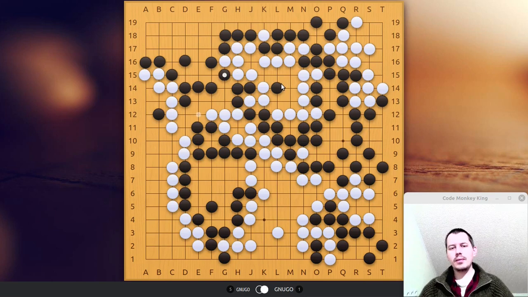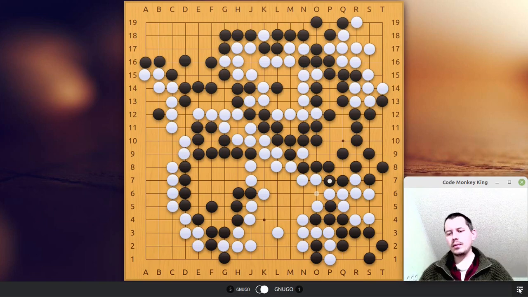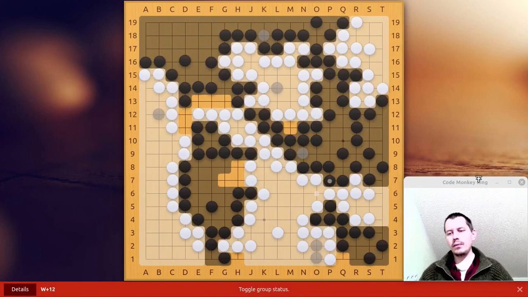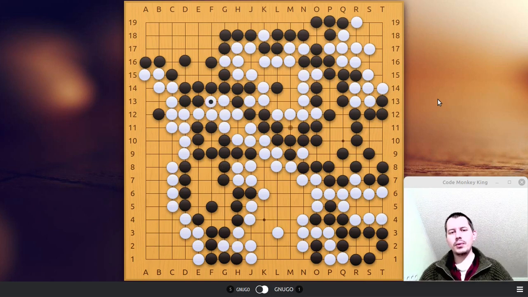All right, so let's see the estimator here as well. White plus 12, quite good so far. Okay, all right. So just trying to finalize the borders of my groups, and we are done.